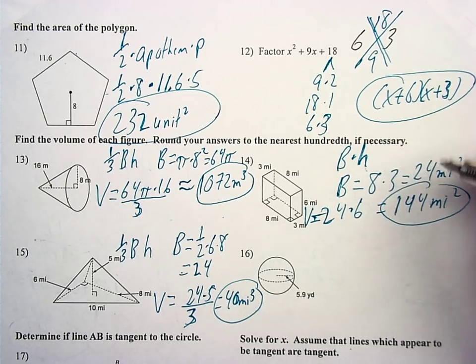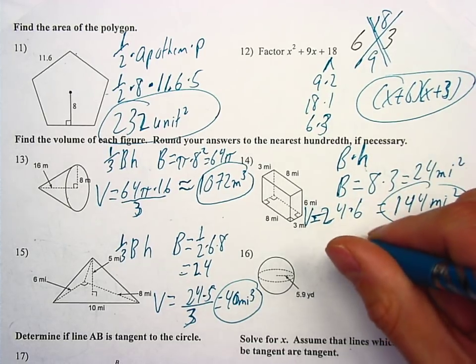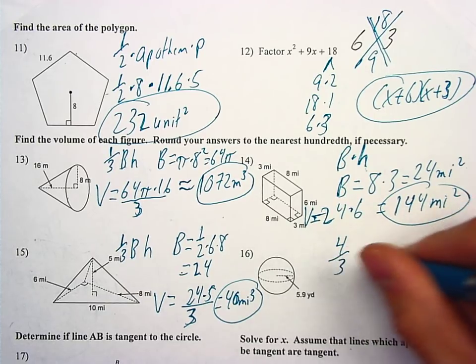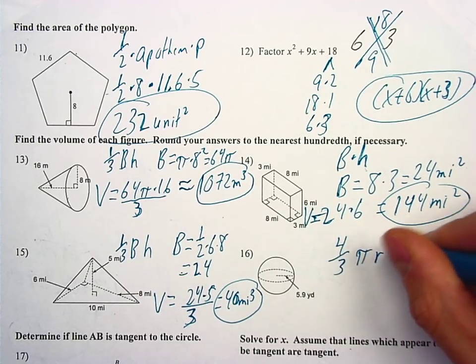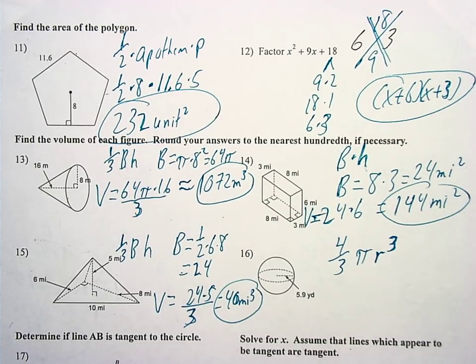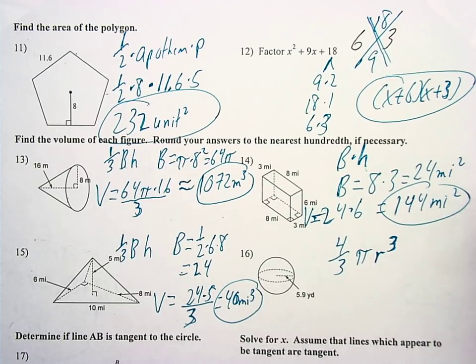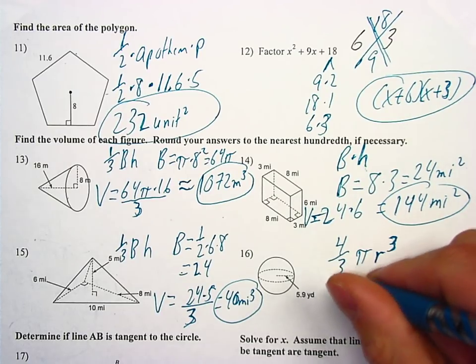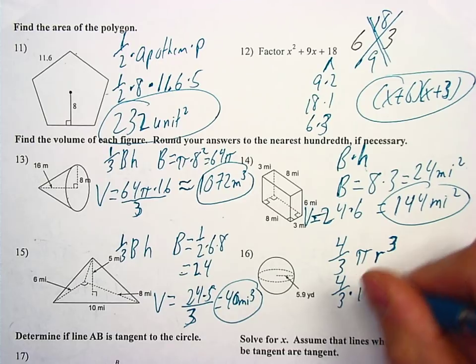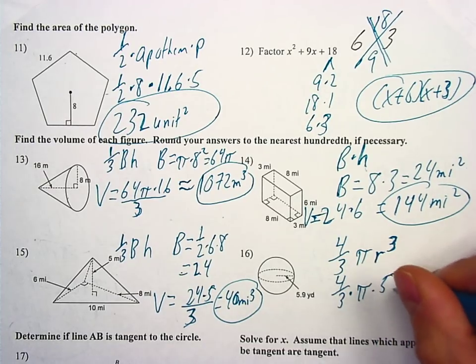All right, the volume of a sphere. Again, this is a formula-derived thing, 4/3 pi r cubed. You're not going to understand why it's 4/3 pi r cubed until calculus, but the radius here is the only measurement given, 5 9/10 of a yard. So this is 4/3 times pi times 5 9/10 cubed.